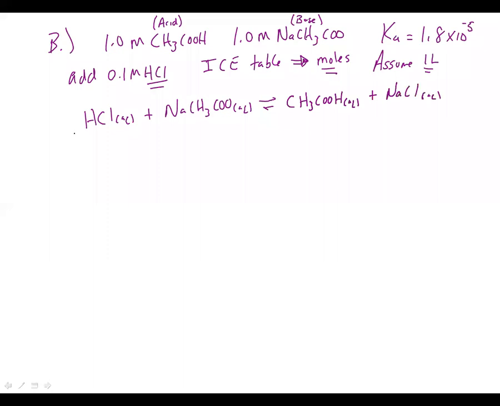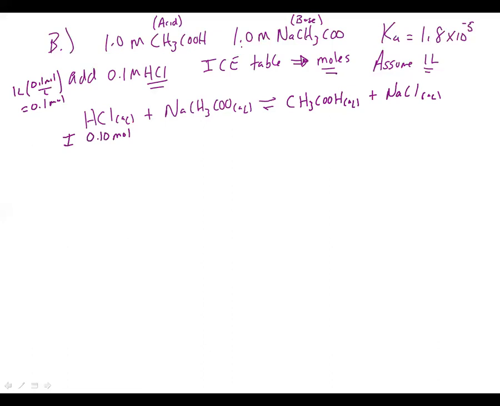Now, we are going to have to do an ICE table here to figure out what's happening. And in this case, since everything is assumed to be 1 liter, 1 liter times 1 molar is 1 mole. 0.1 molar times 1 liter is 0.1 moles of the HCl to begin with. So again, technically, even though it's 1 liter here, we're going to convert it into molarity, moles per liter. Gives us 0.1 moles.